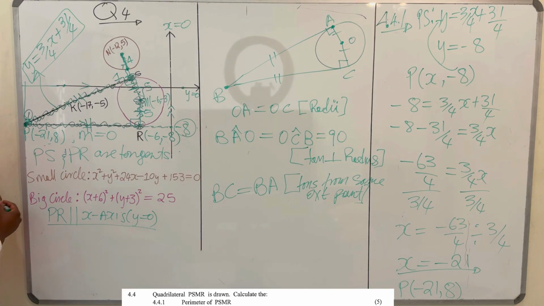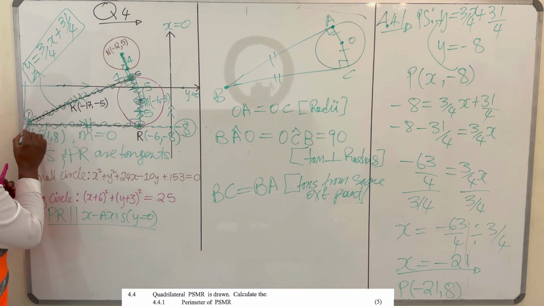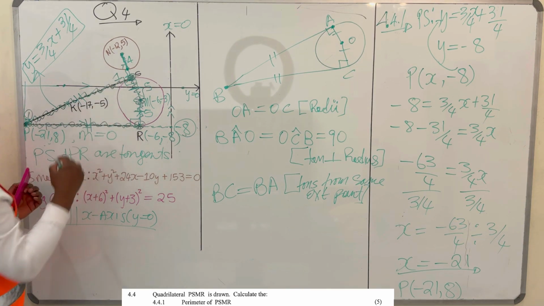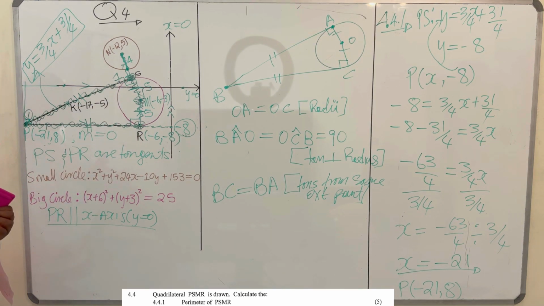So now we need to find the length of a tangent. If we can find the length of this tangent here from P to R, it's the same as that, because these are tangents coming from the same external point. Right? What do we do? Now we need to find the distance PR.